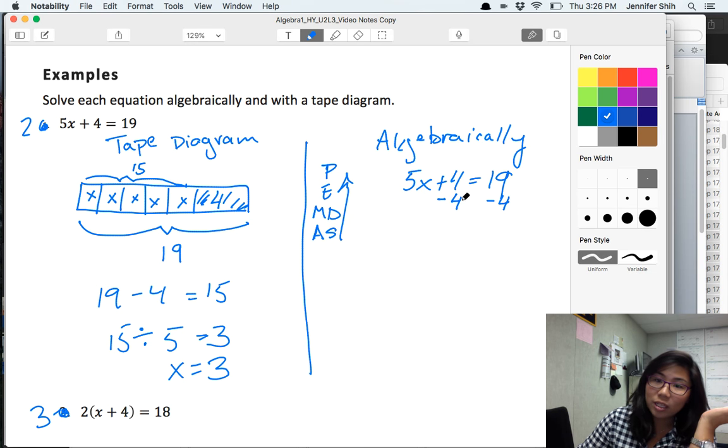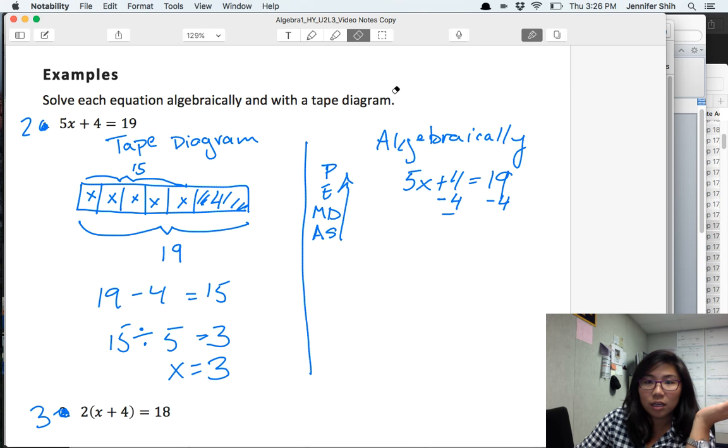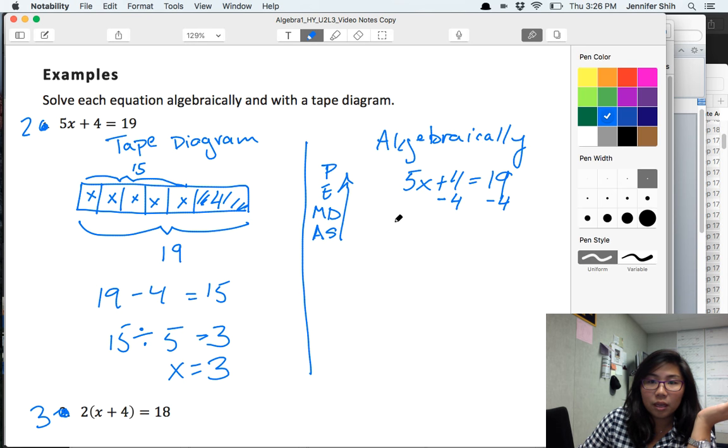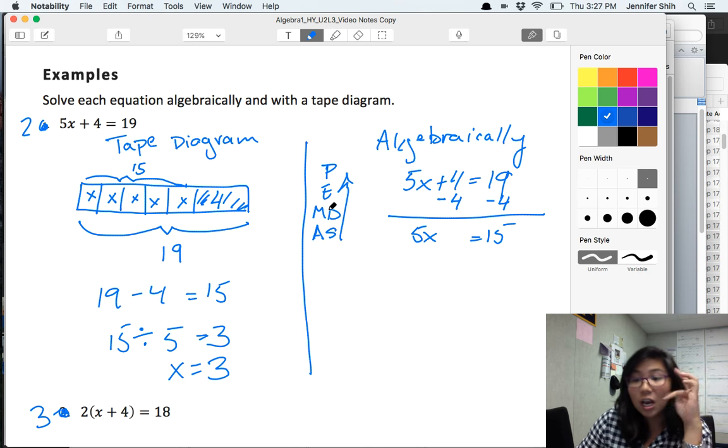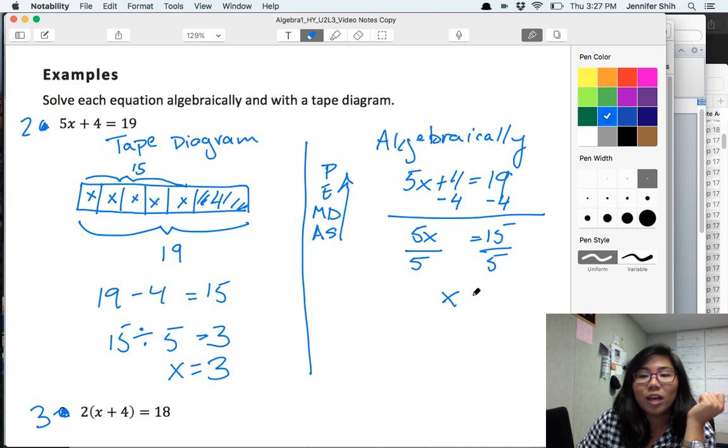And what we do to one side, we have to do to the other side. Okay? And then we're going to subtract. So we have 5x is equal to 15. And now there's multiplication, so we need to undo the multiplication with division. So we're going to divide by 5 on this side, divide by 5 on this side, and we have x is equal to 3. Good. Our answers check out. Tape diagram, algebraically.